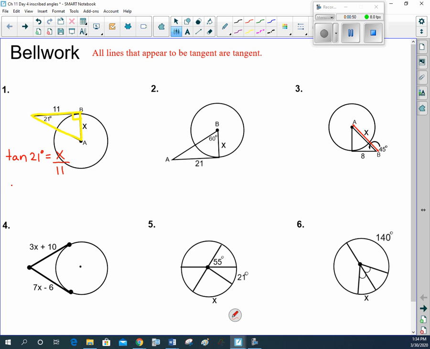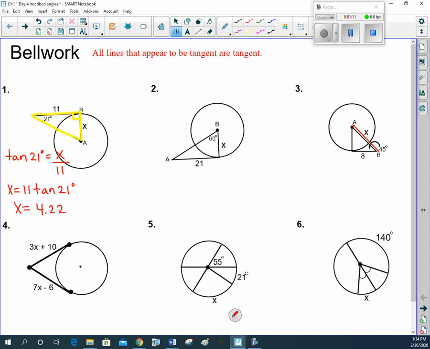I'll do the algebra on that. So x equals 11 times the tangent of 21 degrees. So x turns out to be, type that in, 11 times the tangent of 21, 4.22. So whatever our units are, 4.22 units.